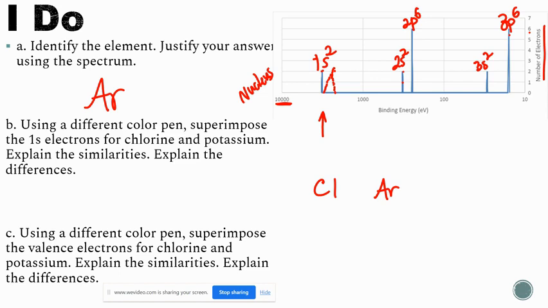But there's still 2 electrons there. This is the 1s level. So this, my dashed line, is chlorine. I don't have 2 different colors to work with here. Okay.